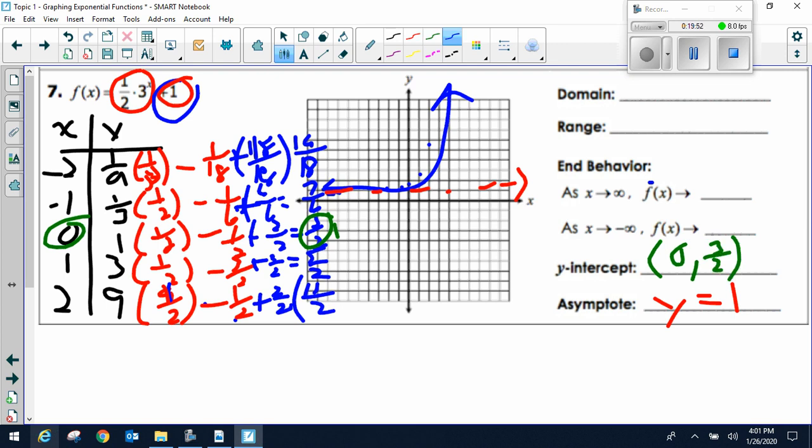Okay. Your domain really hasn't changed. It's still going to be -infinity to infinity because the shape of the graph doesn't change. But your range will change because your asymptote has changed. It's now everything above 1, so 1 to infinity is your range. As I'm going this way, you're going to infinity. As you're getting this way, you're approaching the asymptote of 1. So that back number, that k value, is going to be your asymptote.